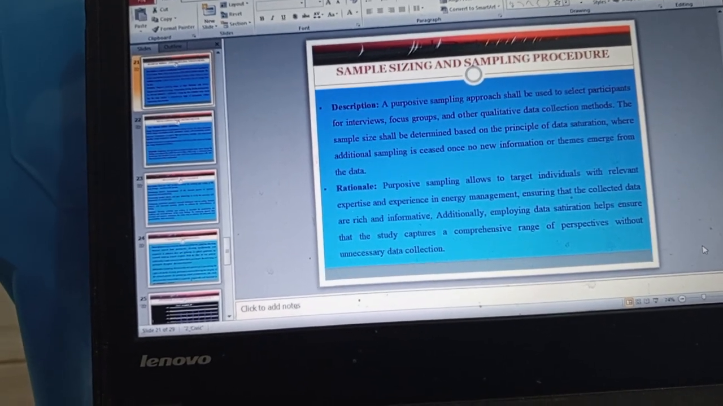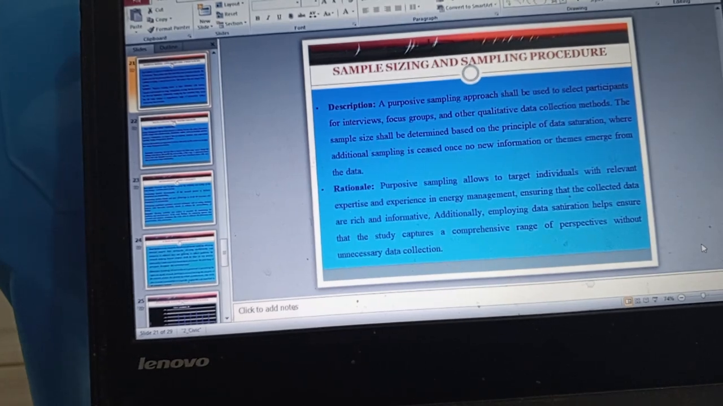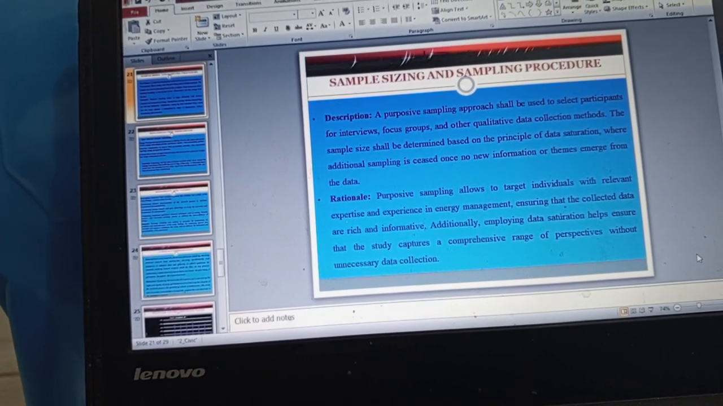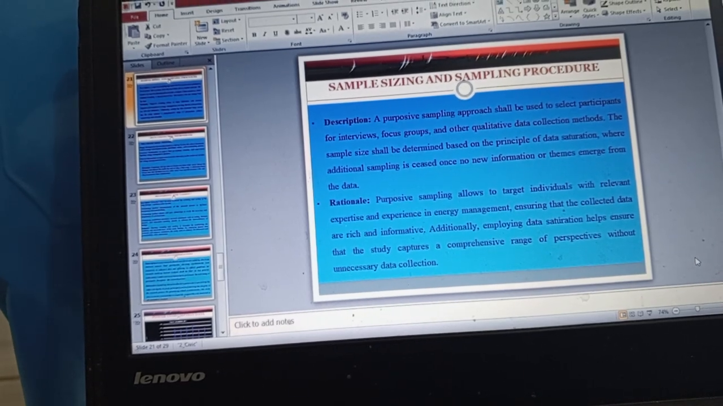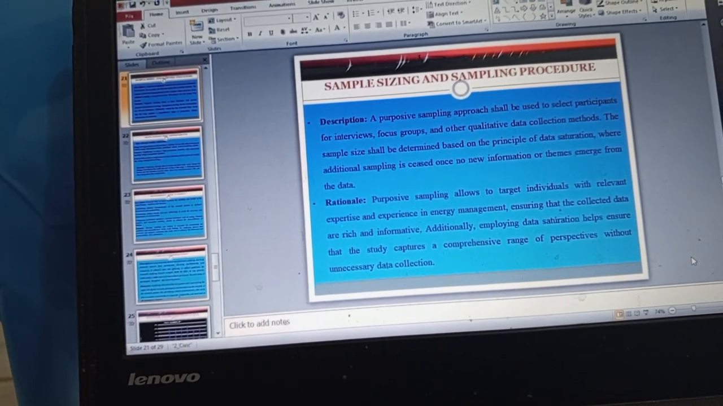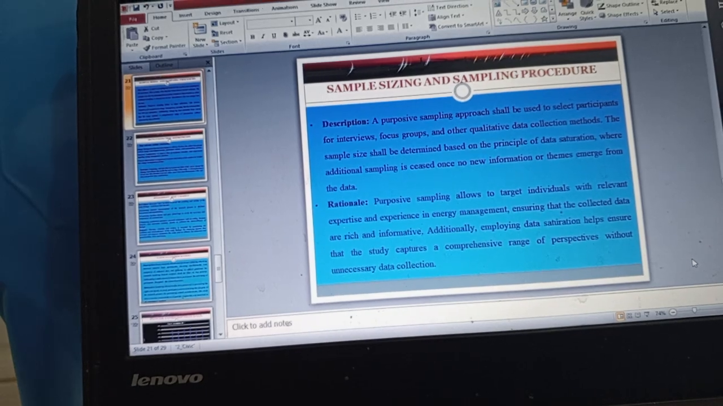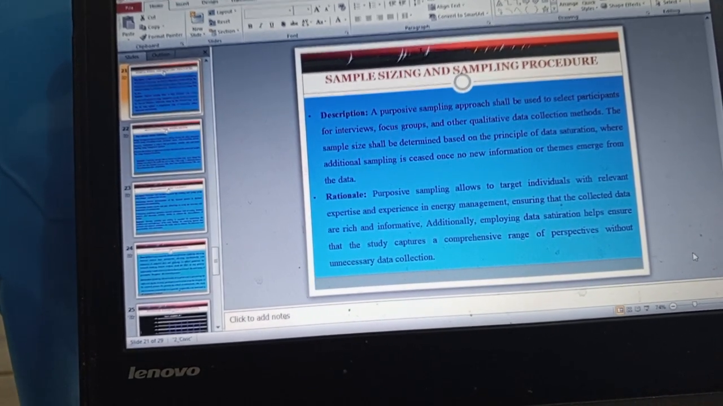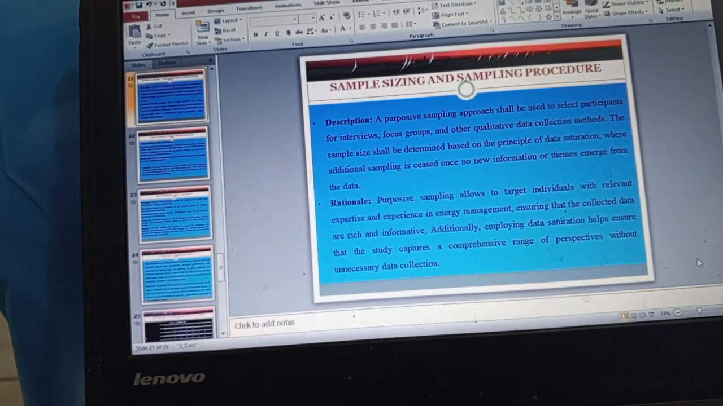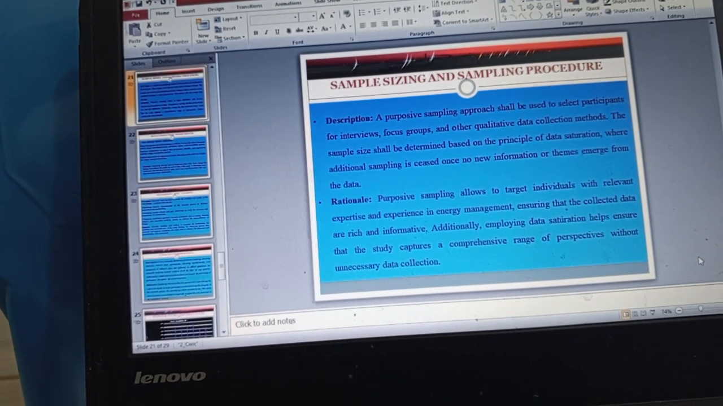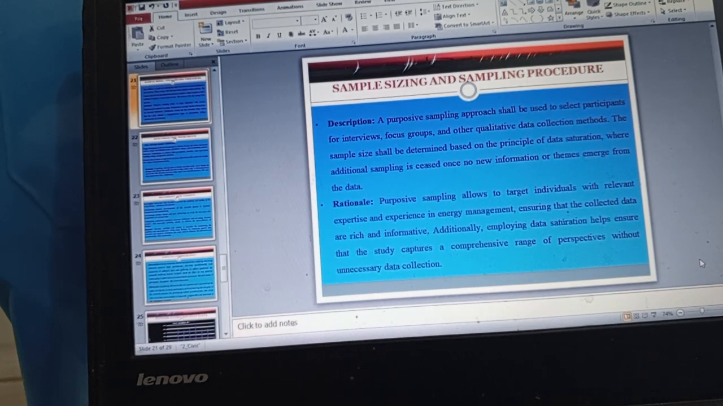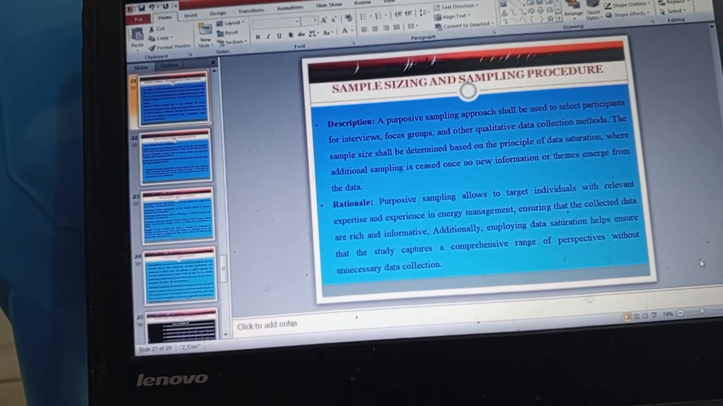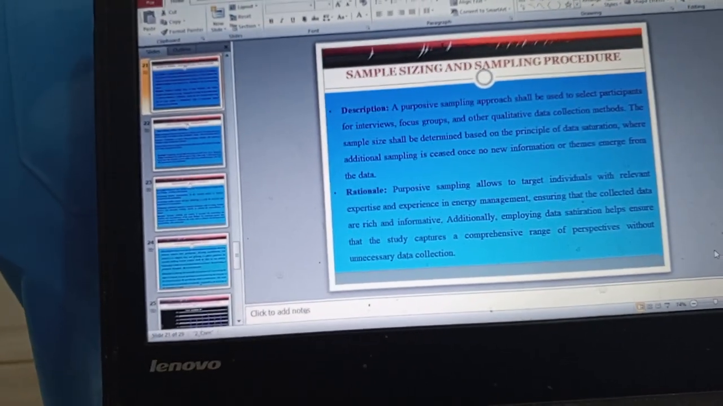Then for the rationale, purposive sampling allows us to target individuals with relevant expertise and experience in energy management, ensuring that collected data are rich and informative. Additionally, employing data saturation helps ensure that the study captures a comprehensive range of perspectives without unnecessary data collection.